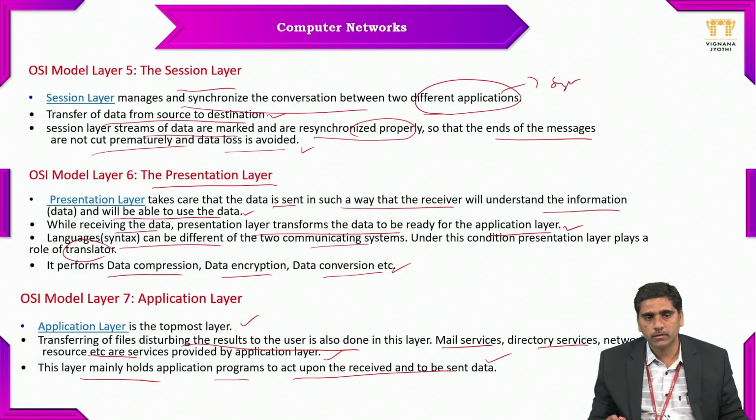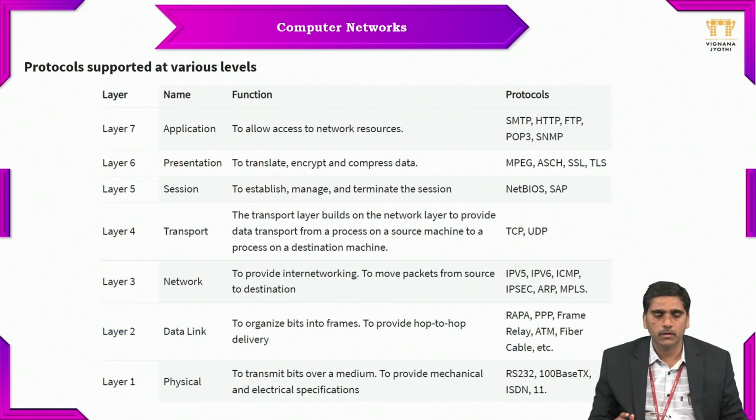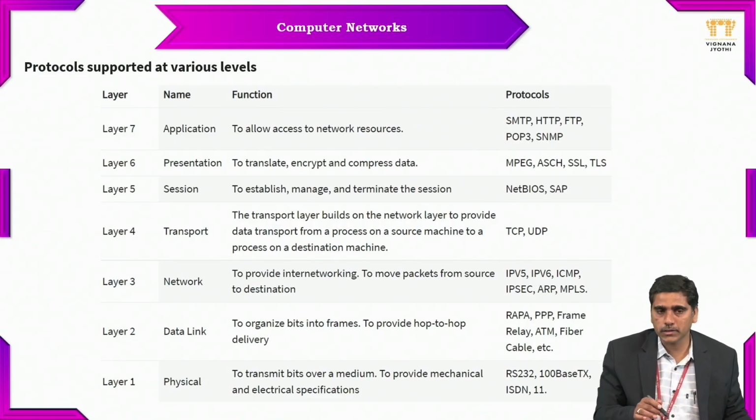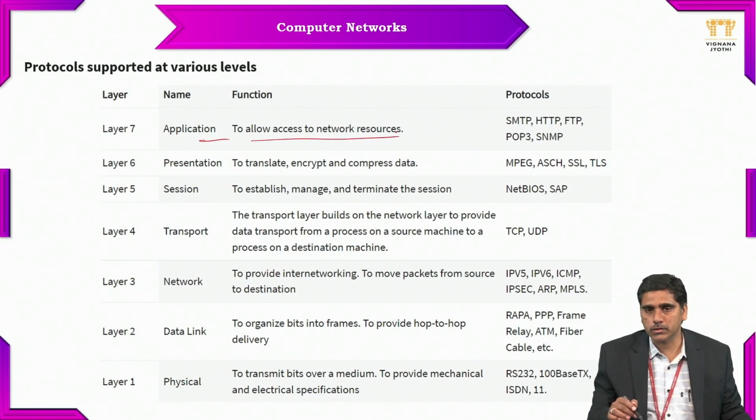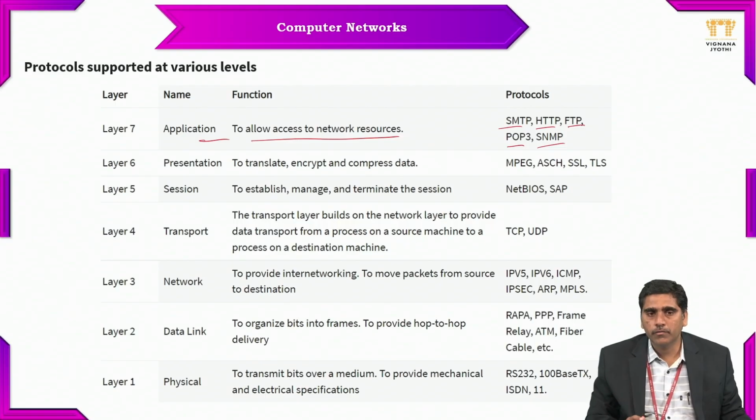So these are all the seven layers, each and every layer having separate responsibilities with the help of some protocols. So how the protocols help all these layers, we'll see here. The protocols supported at various levels. In layer 7, the application layer, the function is to allow access to network resources. The protocols are SMTP, HTTP, file transfer protocol, POP and SNMP. These are all the protocols whose functionality happens in the application layer.